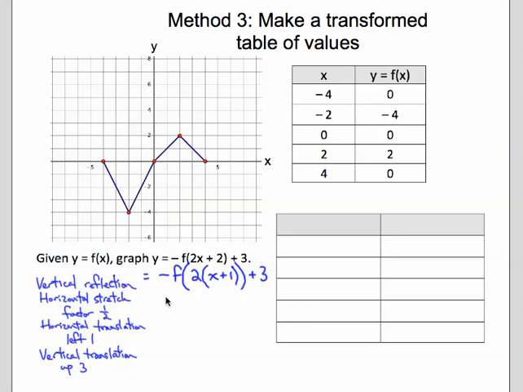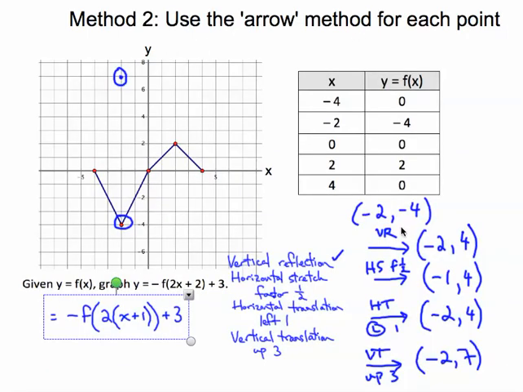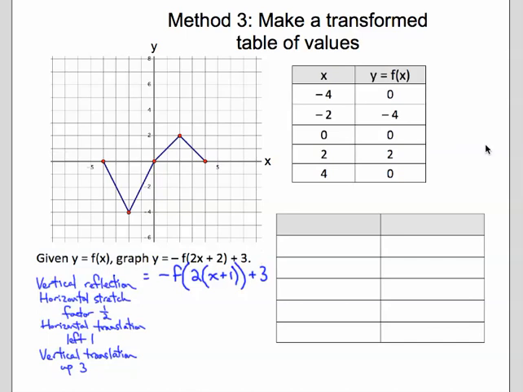Now, if you think back to the arrow method, which we talked about before, of applying multiple transformations, and I'll show that here, we applied each of the transformations in sequence, the reflections and stretches before the translations, and each of those were doing characteristic things. The vertical reflection was going to multiply the y values by -1. The horizontal stretch factor a half multiplied the x values by a half. The horizontal translation left of 1 subtracted 1 from the x value, and the vertical translation up 3 added 3 to the y value. Now, we can do all of that at once in a table of values.